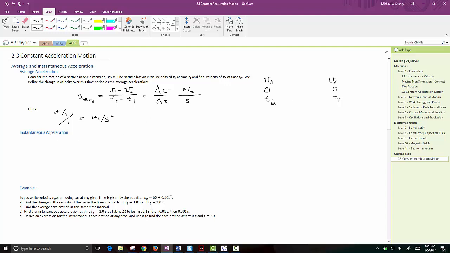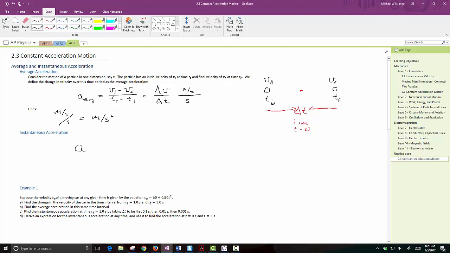And the idea here is that we want to squeeze this delta t down into some instant of time. And if we can do that, then we can tell what the acceleration is right at any given instant of time. And we can do that by taking the limit as delta t goes to 0. And that's going to be our definition for instantaneous acceleration.